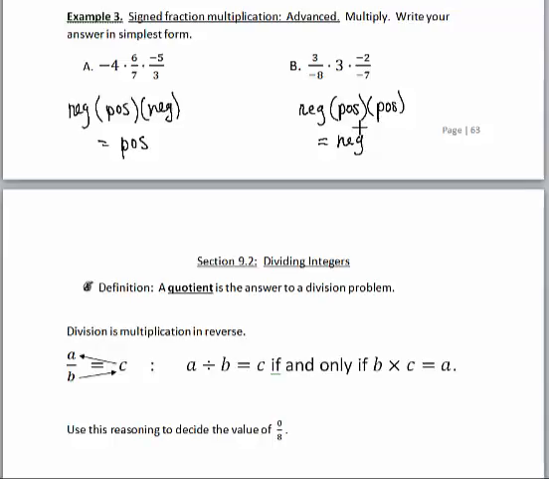Or if you wanted to, you could simply look at the original problem, and you would probably count 1, 2, 3 signs, 3 negatives, which is still odd. And so you should expect a negative product.